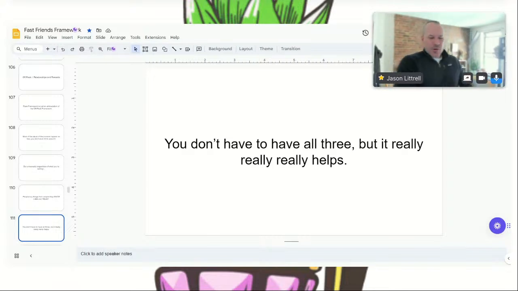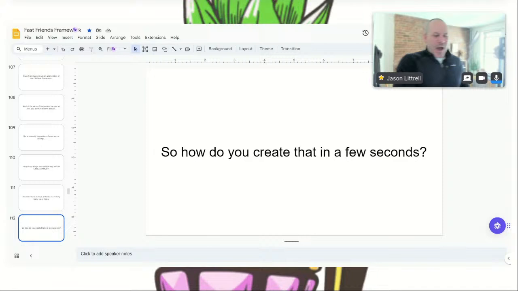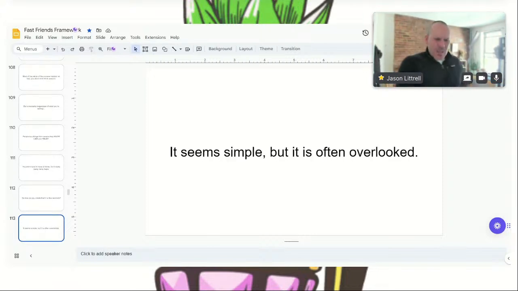So you don't have to have all 3 things, know, like, and trust, but it really, really helps. So they have to know you, to know that you exist, to buy something from you. They have to like you. They will buy something from you if they don't like you, but it has to be like probably something that will save their life. So how do you create that in a few seconds? It seems simple, but it's often overlooked. And in my experience, doing 10 to 15, maybe 20 bar consults a year, this type of steps of service is rarely ever trained, if ever, and it's almost never retrained.